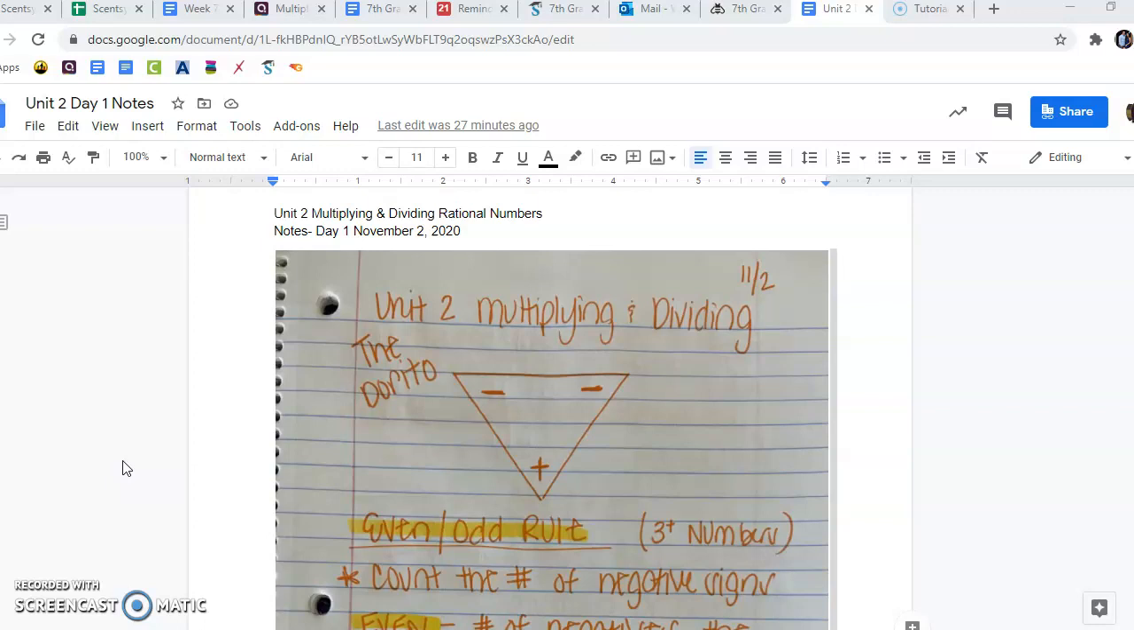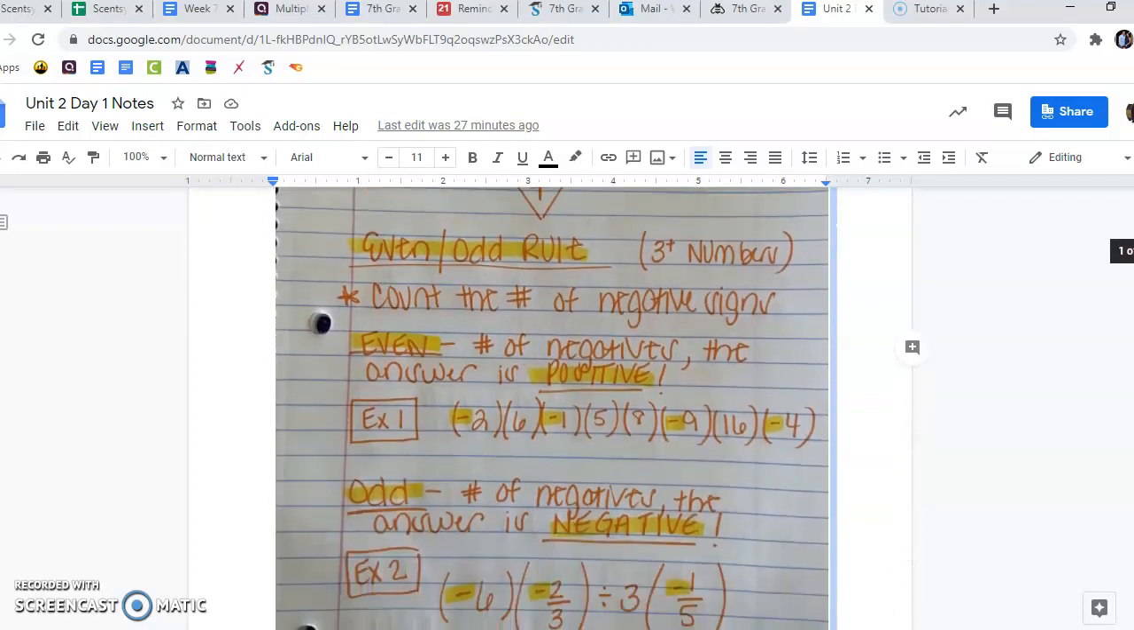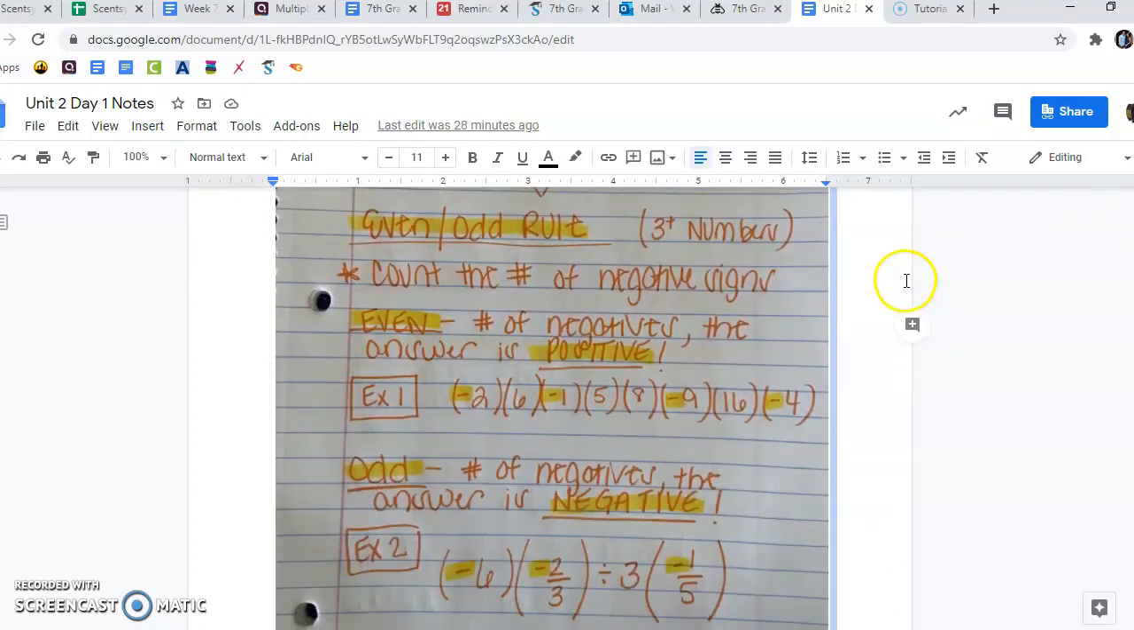Today, we are actually starting Unit 2, which is a brand new unit over multiplying and dividing rational numbers. So if you look right here, we had the students draw a triangle, and this is called the Dorito. It's just a graphic. And with multiplying and dividing rational numbers, you would have a negative times a negative equals a positive. Now, if you had a negative times a positive, it would always equal a negative. Now, make sure you do copy these notes down in your math journal.